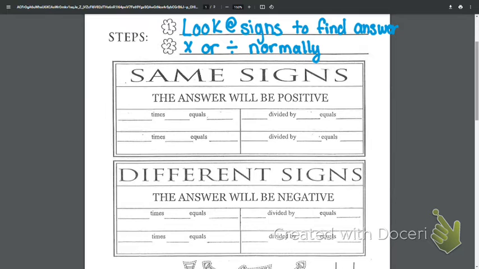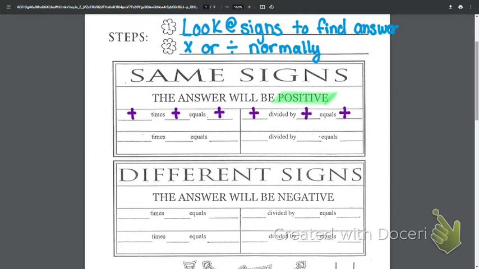So for it to be positive at the end, that means that you would have the same signs. That means both are positive numbers, or both are negative numbers. That would give you a positive number. So when we're looking at this, if we have a positive times a positive, we know that that's going to be a positive number because we've worked with those for a very long time. Same with dividing by positive numbers. 2 positive numbers, it's still going to be a positive number.